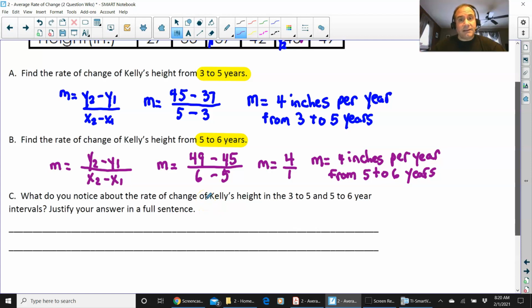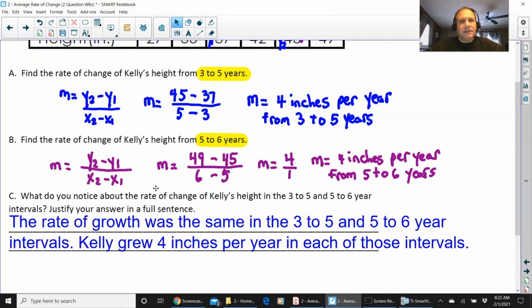Take a look at the rates from 3 to 5 years and 5 to 6 years. Yes, they are the same. So this is what I put, answering in a full sentence. The rate of growth was the same in the 3 to 5 and the 5 to 6 year intervals. Kelly grew 4 inches per year in each of those intervals. The same. And that's it.